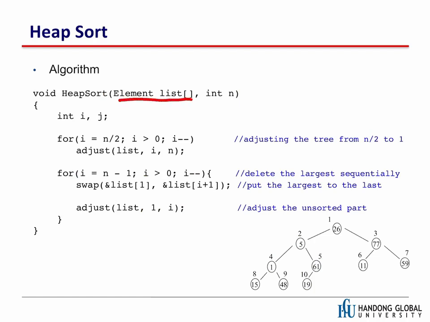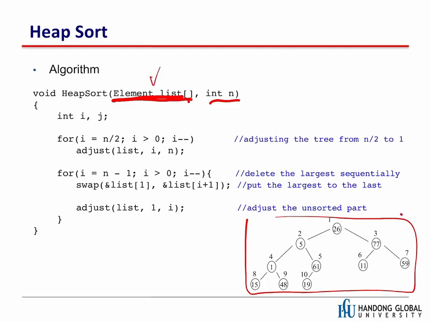Okay, so this is the heap sort algorithm, and when we call this heap sort, this list is unsorted, and n is the number of elements in the list. Since we represent this complete binary tree with an array, this is actually represented by this tree. Do you remember that we could represent a complete binary tree with an array? So this is an array, and we represent a complete binary tree with that.